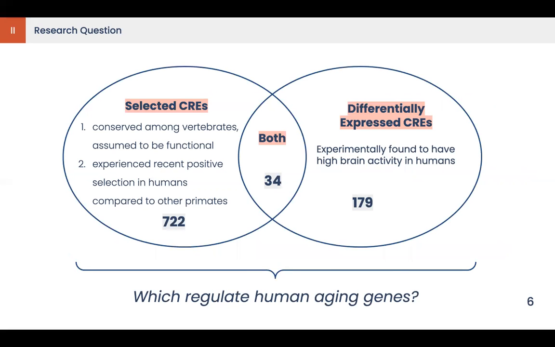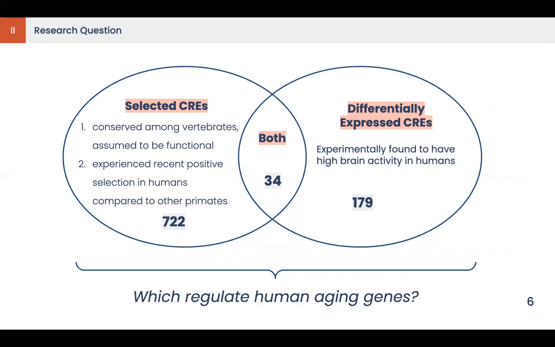Here's an overview of the data set I started off with, based on the previous project in the Babbitt lab. Using statistical techniques, they found 722 CREs that have been evolutionarily selected for in recent human evolution. Because they've been conserved among vertebrates for billions of years, they're assumed to be functional. But in recent evolution compared to other primates, they've had significant positive selection.